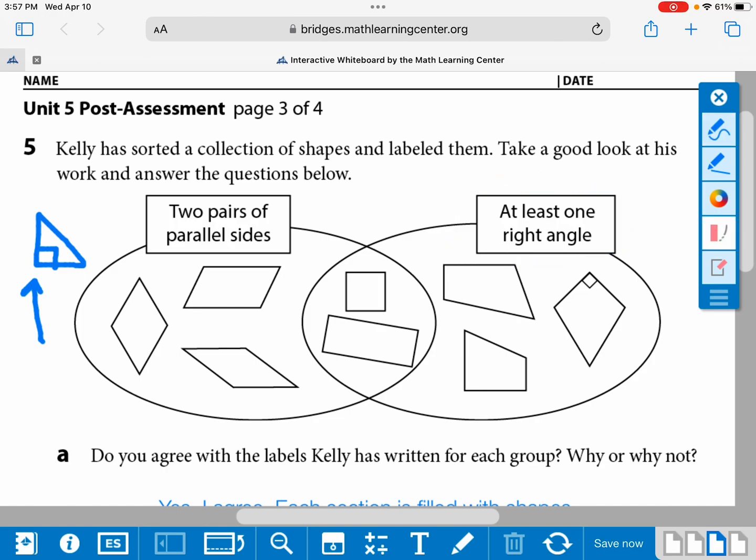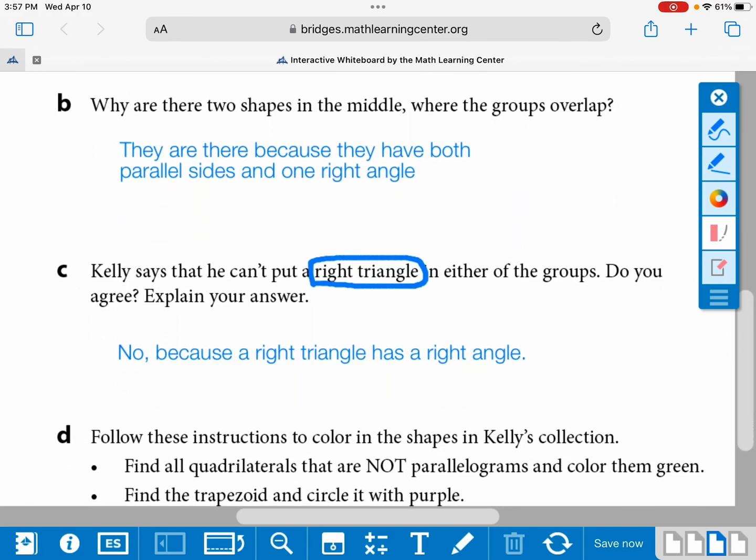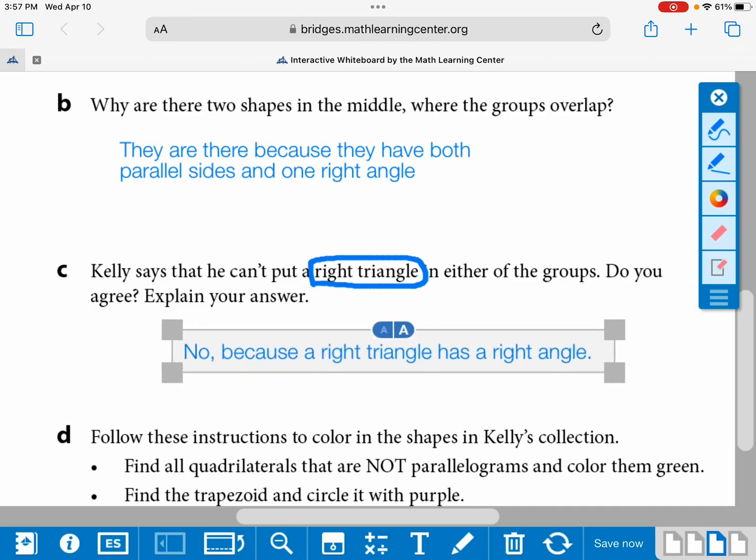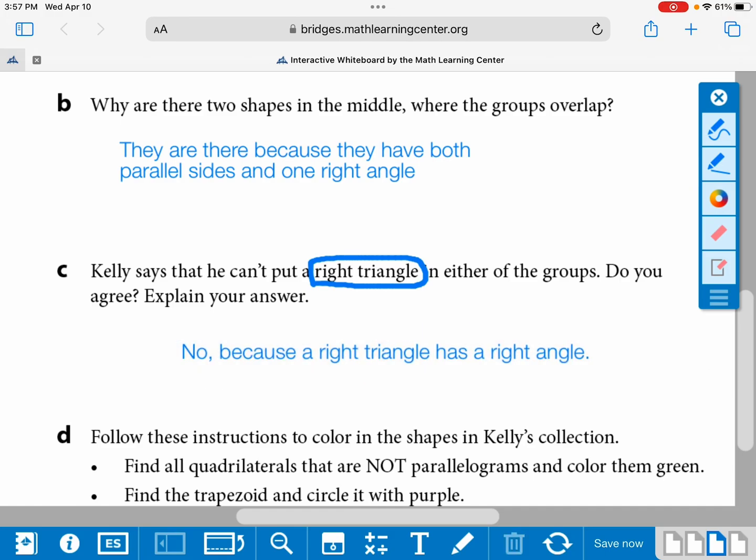So that is what we're going to need to explain. For no, we do not agree because a right triangle has a right angle. Boom.